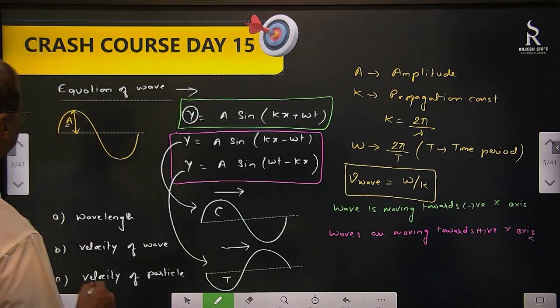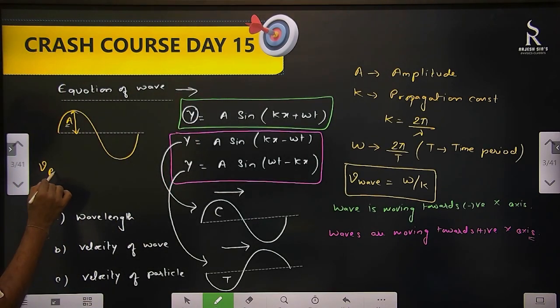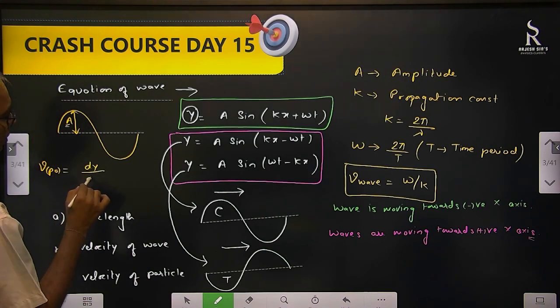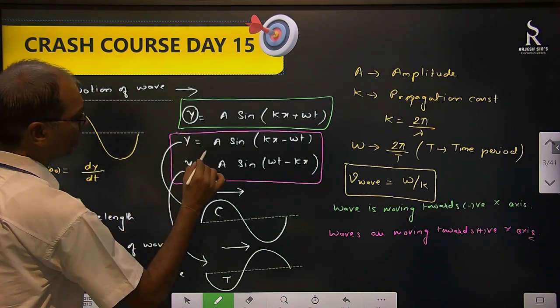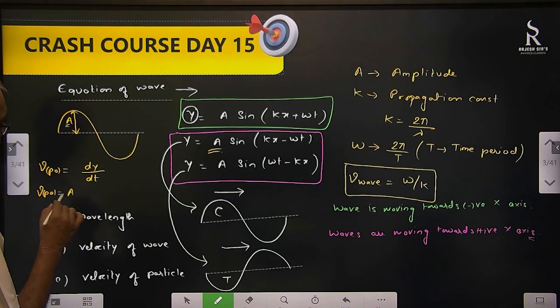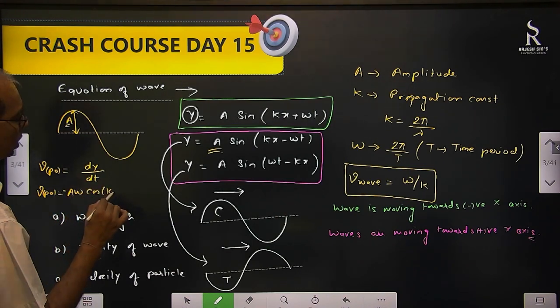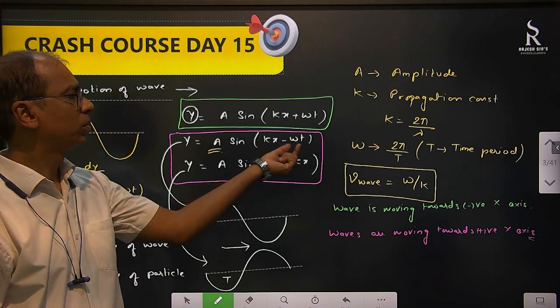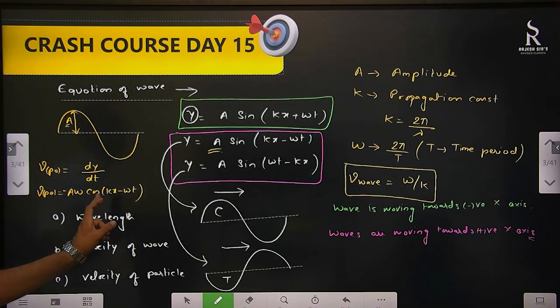Okay, so what is going to come? Velocity of particle, that is dy by dt. So if you differentiate this, suppose this one we are differentiating, dy by dt, the velocity of the particle, is going to come as minus aω cos(kx - ωt). Minus ω because here minus ωt is there. So it is minus aω cos(kx - ωt). That is the velocity of the particle.